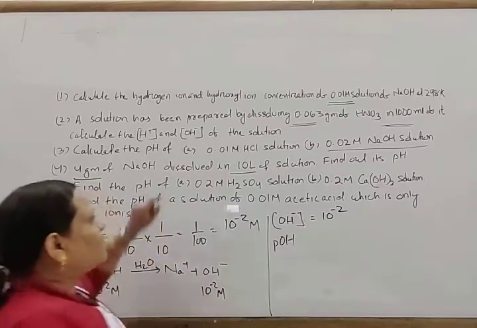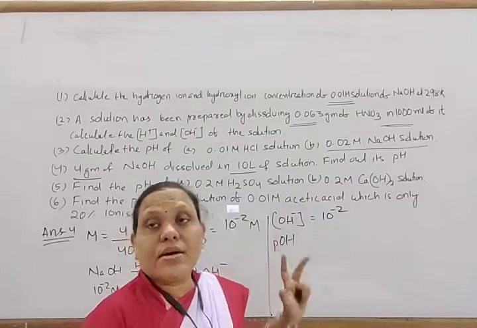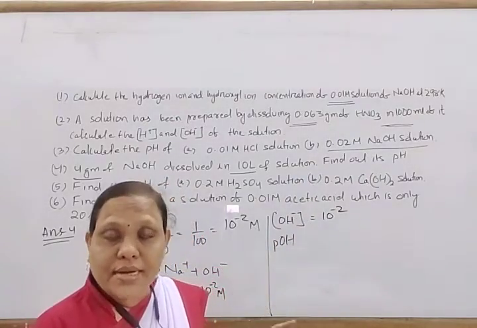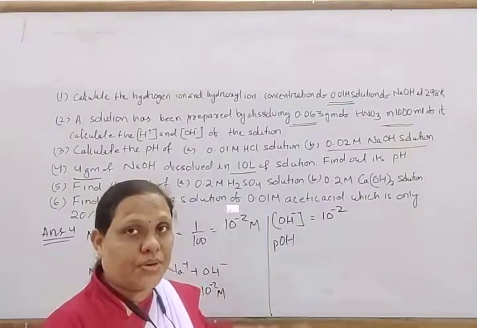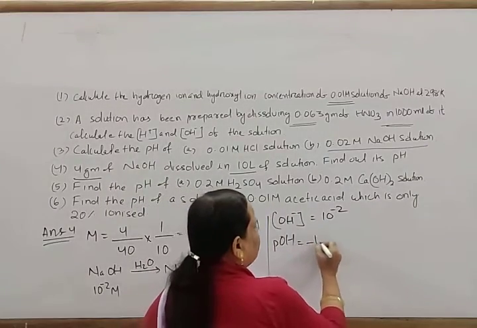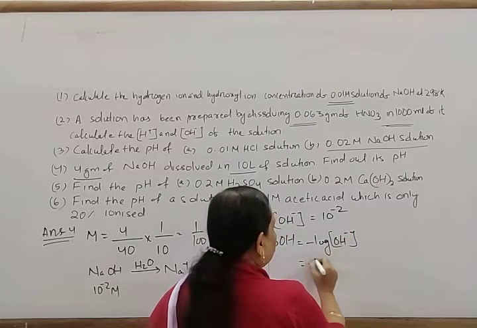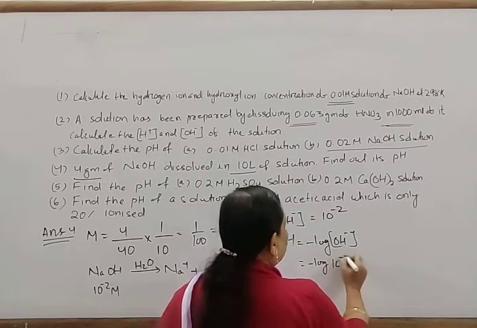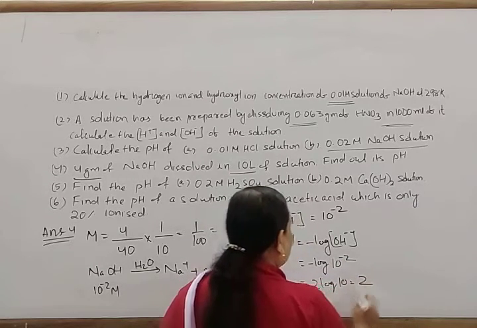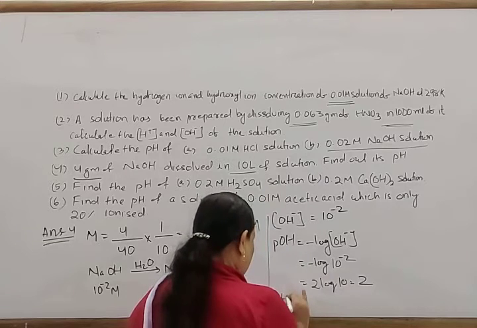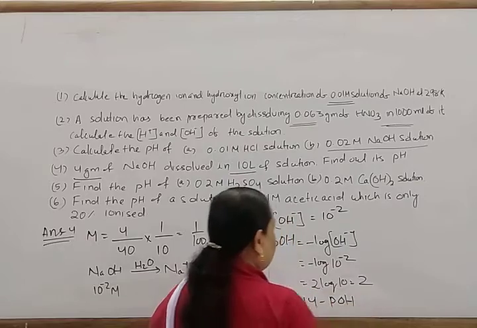I want to solve this. Before, I first derived the value of H plus, then derived the value of pH. Now I am going to solve for the value of pOH. So pOH is minus log of OH minus concentration, which is minus log 10 to the power minus 2, log 10 is 1, so it is equal to 2.